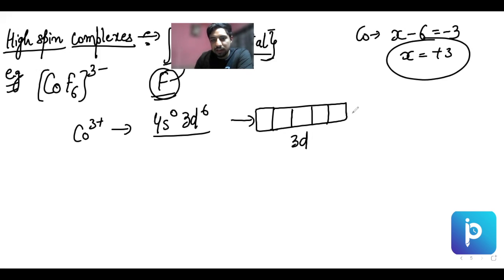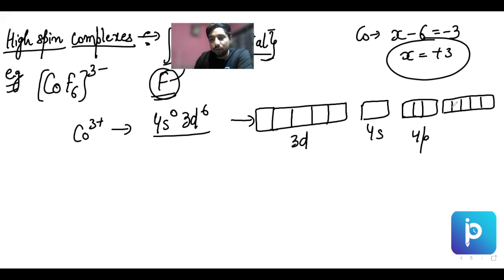This is 3d, 4s, 4p, and this is the 4d, which is the outer d orbital. Okay, in 3d there are 6 electrons which are placed like this.